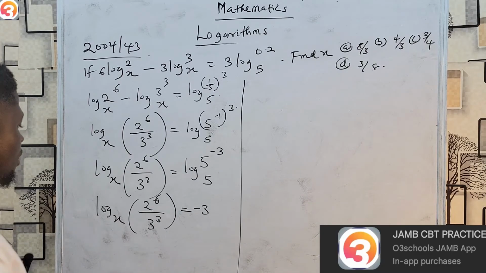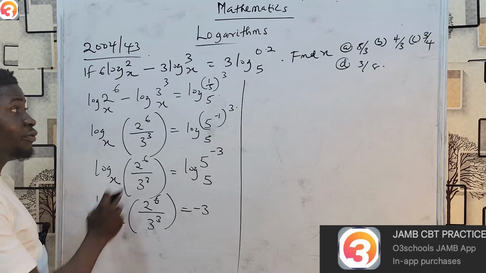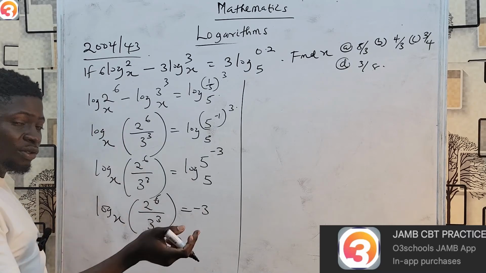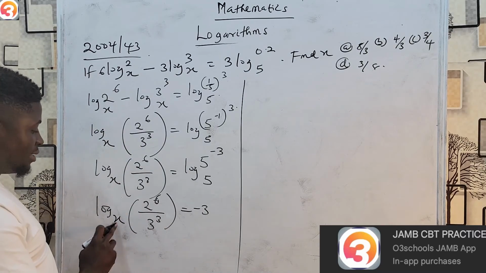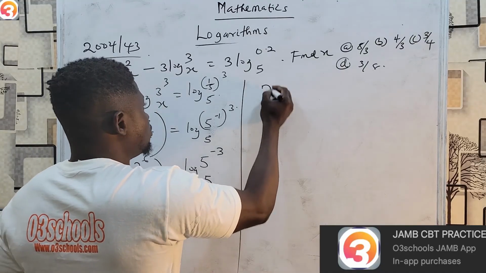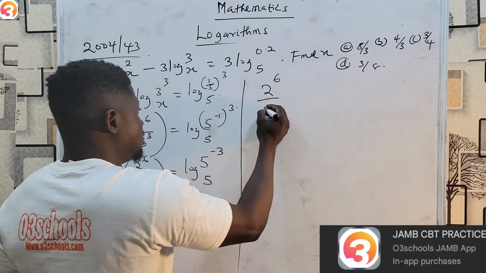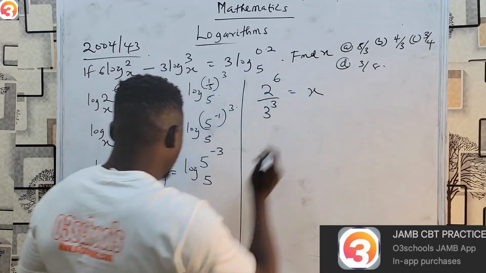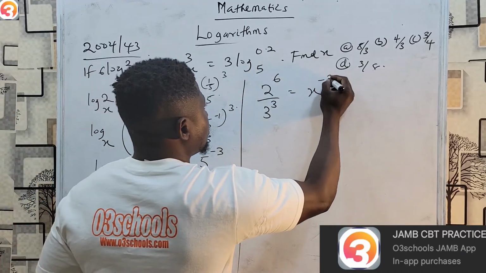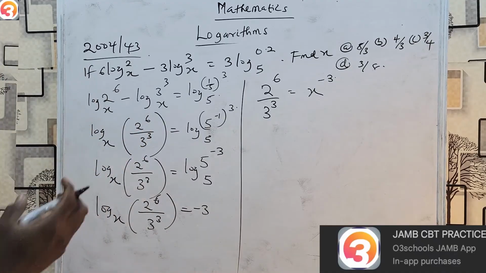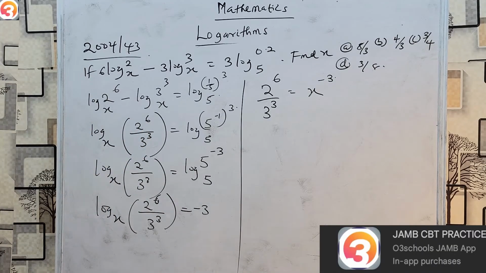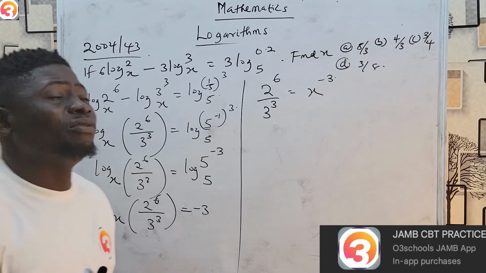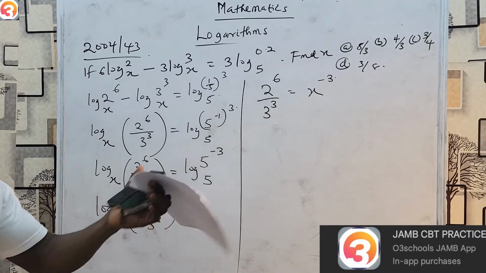To remove this logarithm from here, what do we do? From the previous example, we have to introduce indices. So I'm going to have 2 raised to the power 6 over 3 raised to the power 3 is equal to the base x raised to the power minus 3. Right? So how do we simplify further? We have to simplify further, because obviously the answer is not there yet.